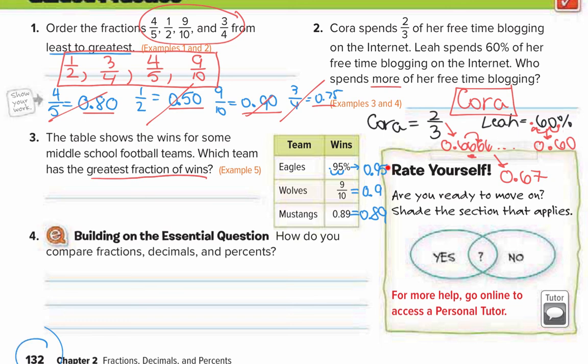Now 0.95 is two numbers behind the decimal, and so is 0.89. So I'm going to add a 0 here, so they're all two numbers behind the decimal, which makes it really easy to see that 0.95 is the largest decimal. So that means the Eagles would have the greatest fraction of wins because 0.95 is bigger than 0.90 and 0.80.